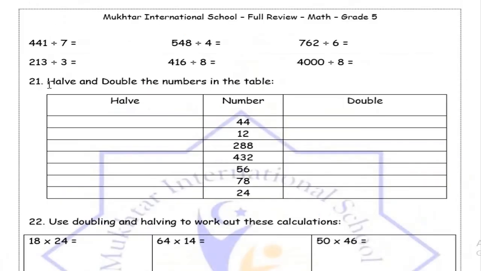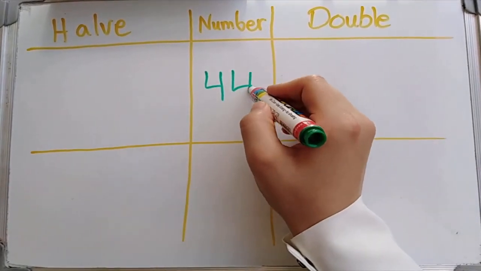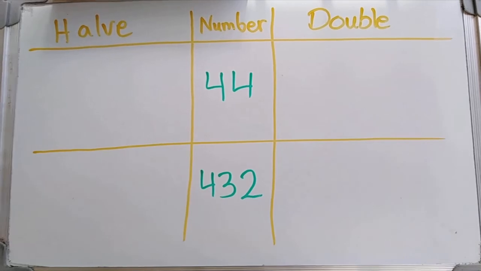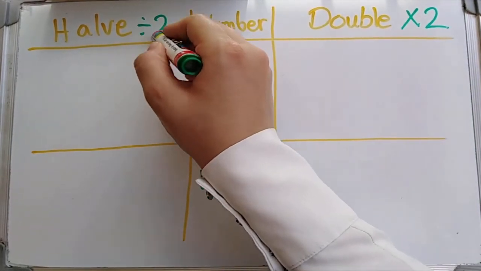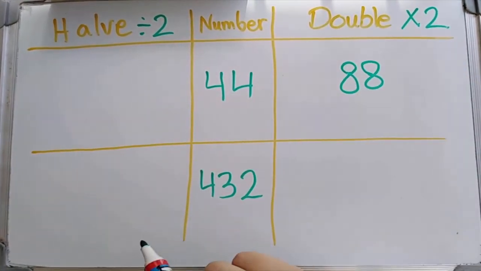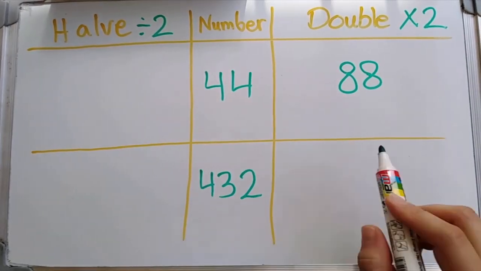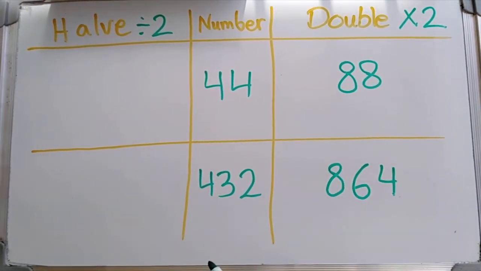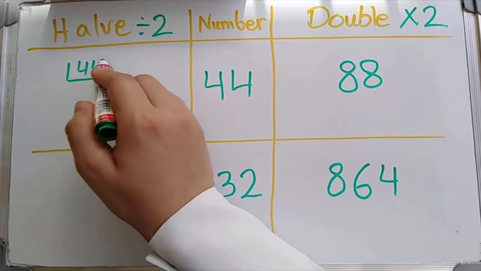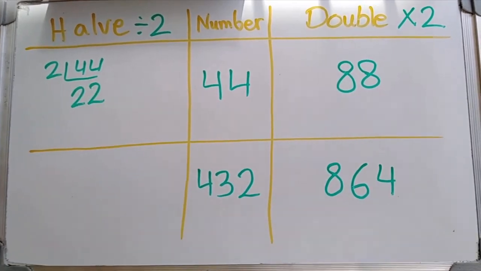In question 21, I'm going to halve and double the numbers in the table, but I'm not going to do it for all of them. I'll just show you some examples. On the left side, we're going to halve. On the right side, we're going to double. Let's choose two numbers, 44 and 432. Doubling 44 is 88. Doubling 432 is 864. Halving 44 is 22, and halving 432 is equal to 216.